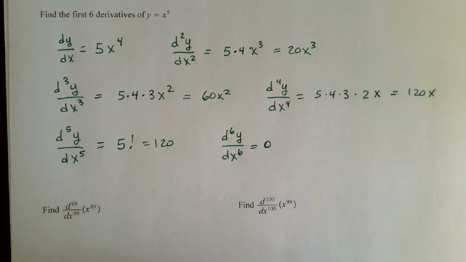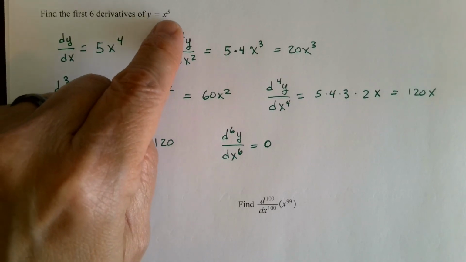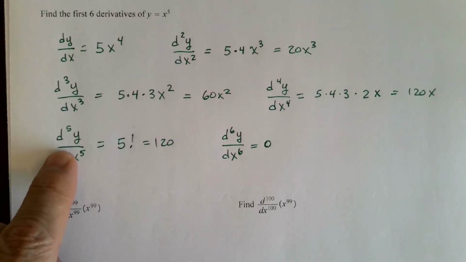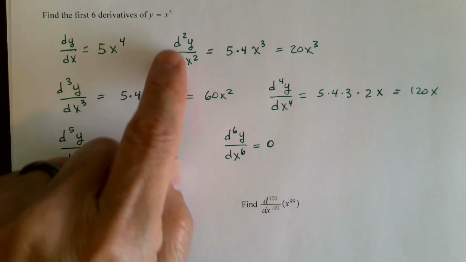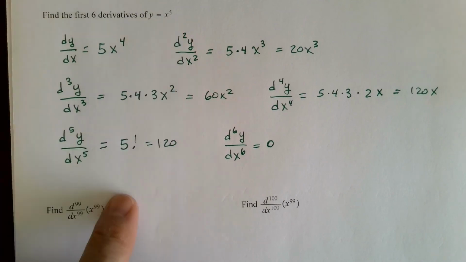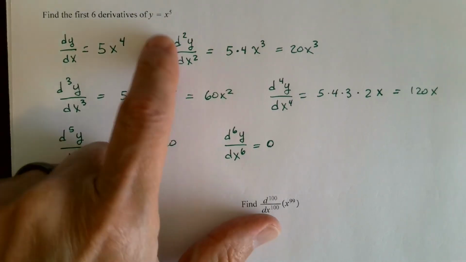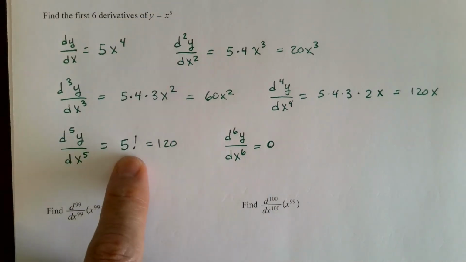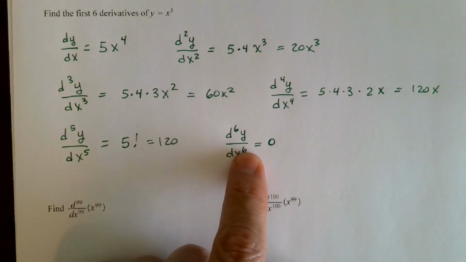But also, we see some patterns here. If this is a 5th degree polynomial, what will the 5th derivative be? Well, it'll be a constant. In this case, since it's 1 times x to the 5th, it's going to be 5 factorial. If there was a coefficient, say a times x to the 5th, the 5th derivative would be 5 factorial times that coefficient. And then the 6th derivative is 0.